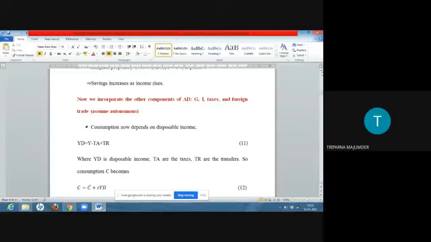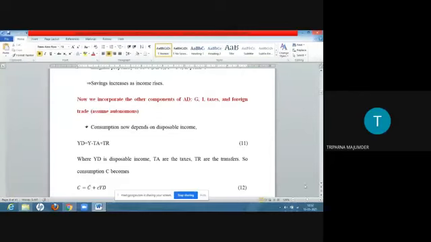Why is it so? People pay taxes from their income, so their disposable income decreases by the amount of taxes paid, but the government pays transfer payments, so this will add to the amount of income people have at their disposal to spend.